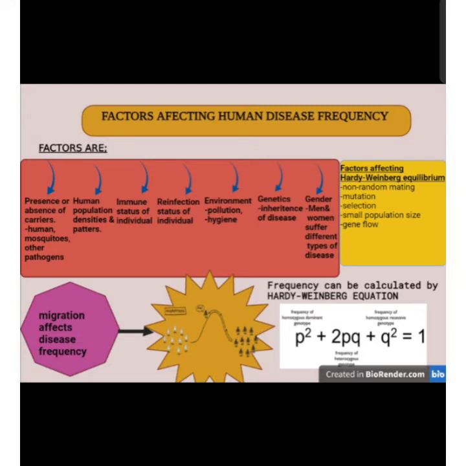Next is mutation. It is the alteration in nucleotide sequences of the genome. Simply, it will change allele frequency and hence genotype frequency. Next is selection. So natural selection, when individuals with certain genotypes are more likely to survive and reproduce and then pass their alleles to the next generation. The allele will spread in the population and may become fixed.